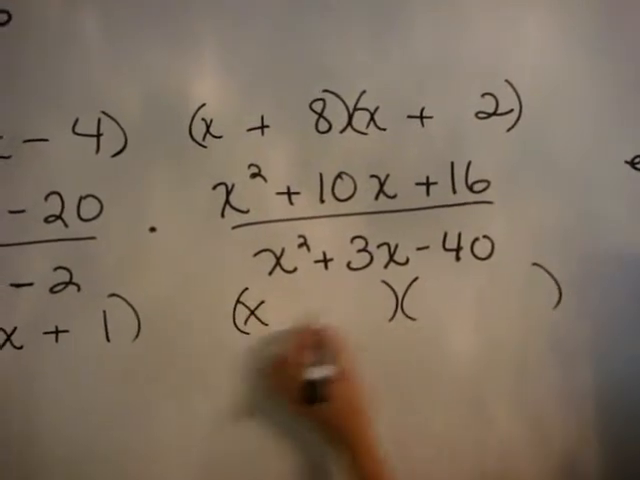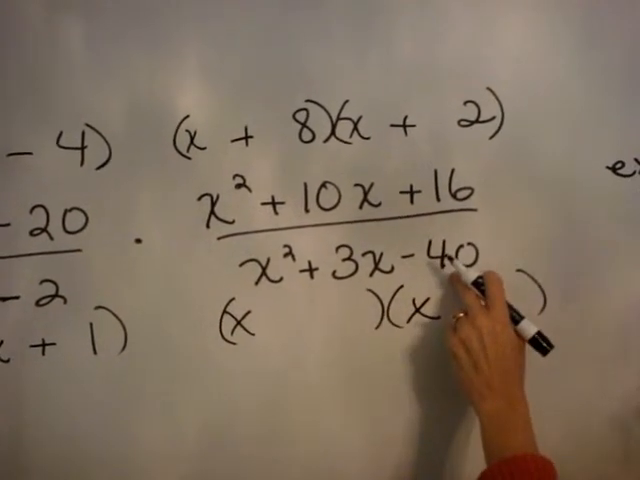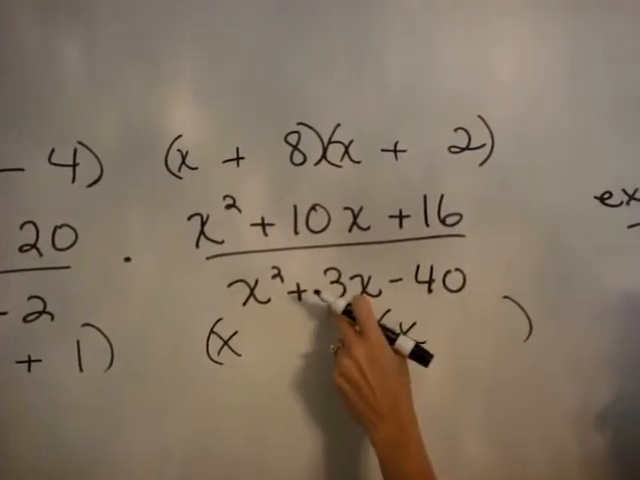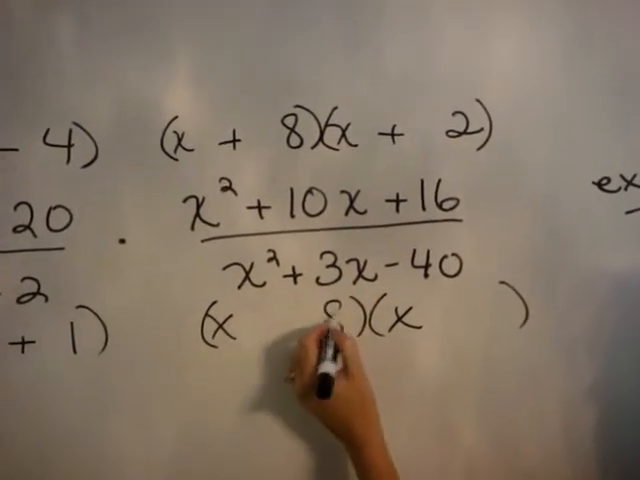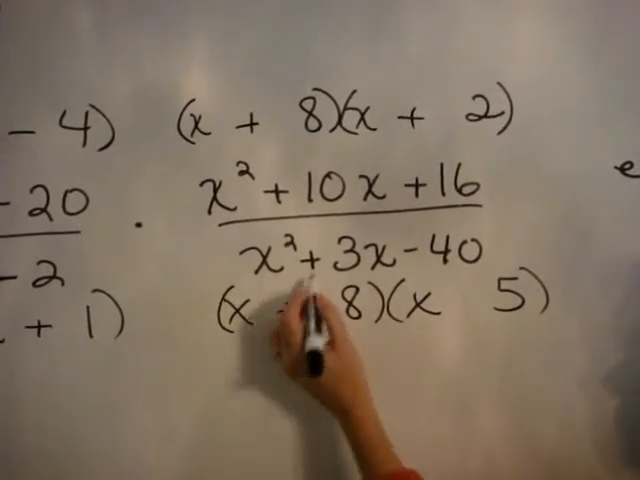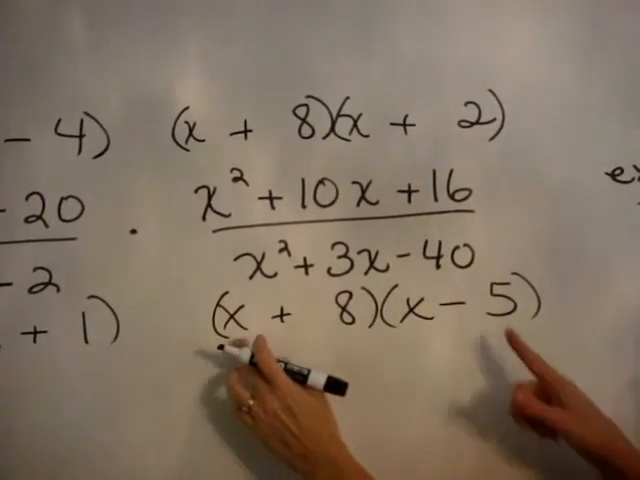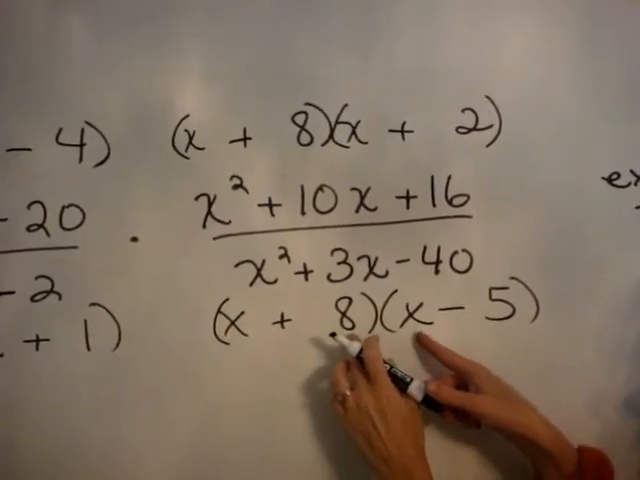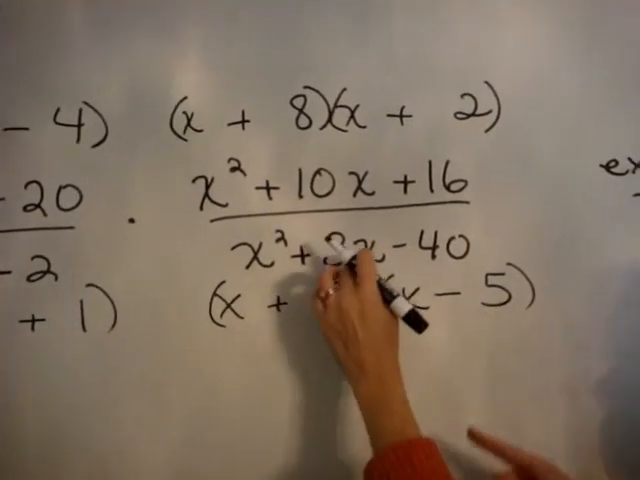Factor them. X, what times what gives me 40, and when I subtract them I get 3. That's 8 and 5. We need the bigger one to be positive so that we get a positive number there. The outer is -5, the inner is 8. 8 minus 5 is 3.